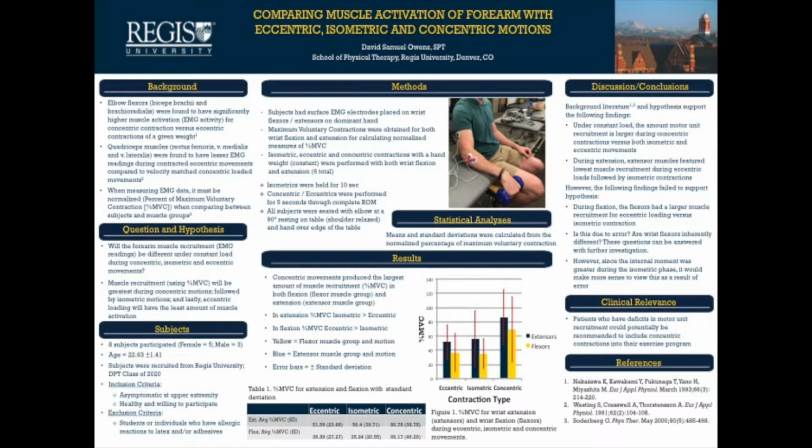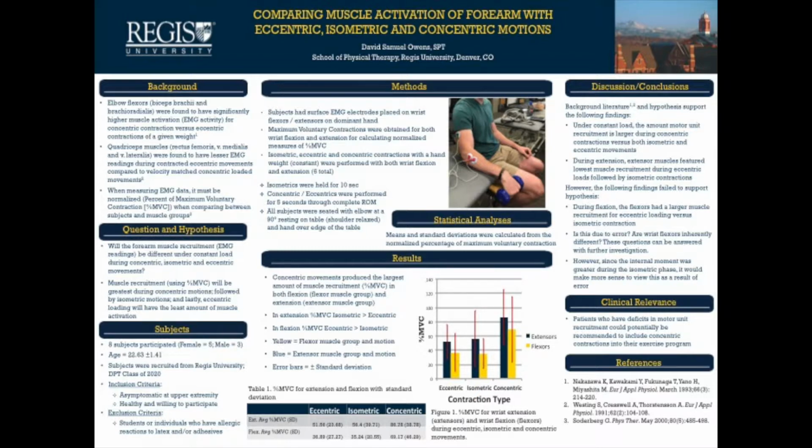The results showed that the highest percent MVC was attributed to the concentric muscle actions of both wrist flexion and extension. However, for wrist flexion, isometric percent MVC was less than the eccentric motion, and for wrist extension it was vice versa. These results predominantly supported the background research, as the order of muscle recruitment from greatest to least was concentric, isometric, and eccentric for wrist extensors.